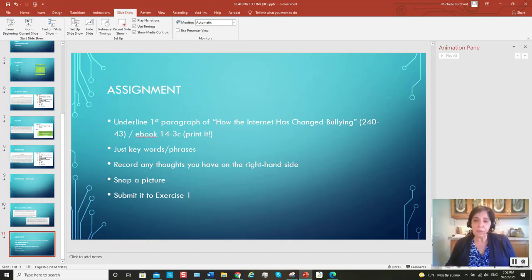You're looking to underline just the keywords and phrases. You want to record any thoughts you might have in that one paragraph. Record them on the right-hand side of your margin. And then snap a picture and submit it to exercise 1 so I can take a look at how well you're doing.